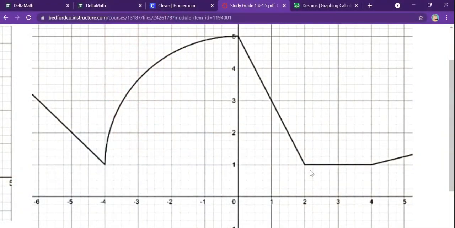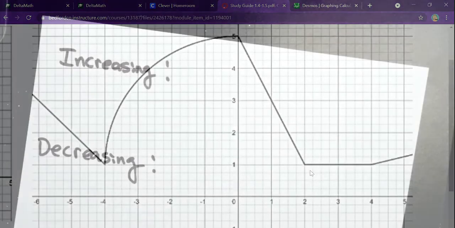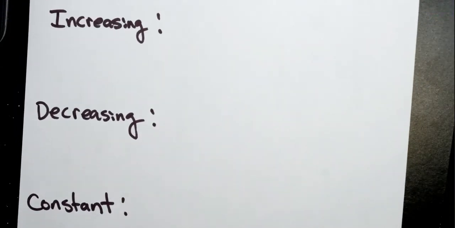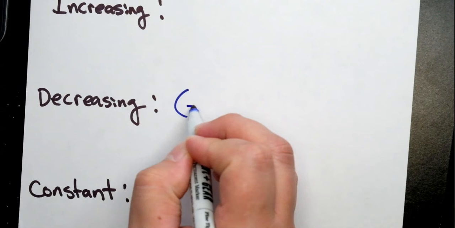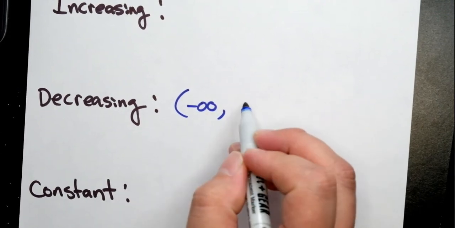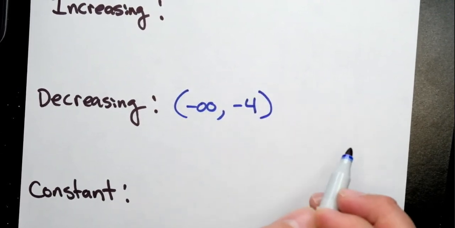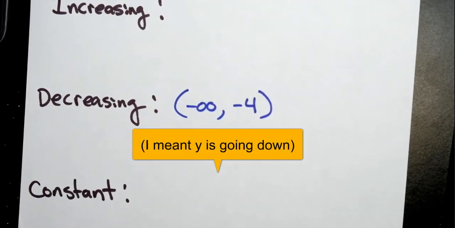All right, for number 18 here, we can see immediately that x is decreasing from negative infinity all the way up to negative 4. So it's going down there. And that's what I'm going to write out in that space. You'll have a space like this on the quiz where you have to write where it's increasing and decreasing. From negative infinity all the way up to negative 4, x is going down. And then what happens here?